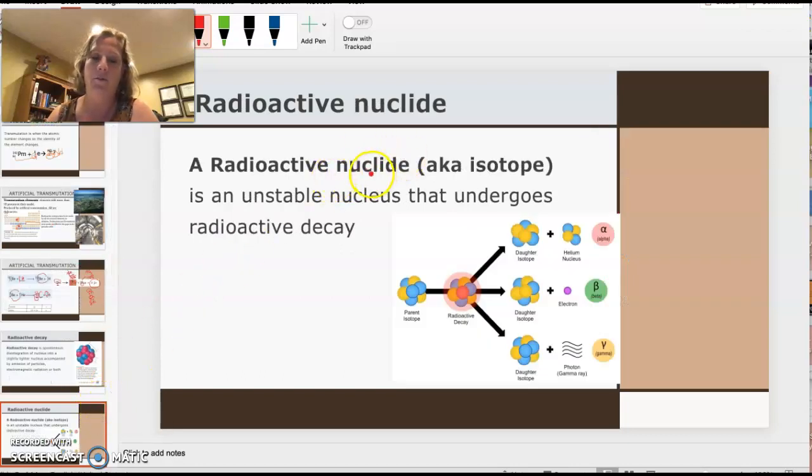So a radioactive nuclide, sometimes they'll use that terminology. Sometimes I call them radioisotopes or radioactive isotopes. I don't mean to do that, but I do, sorry. Anyways, it's just when you do have that unstable nucleus. So when you were playing with that build an atom PhET, and you would get it to shake, that's how you could tell that it was unstable. But for the most part, an unstable nucleus is not going to stay that way, and it's going to undergo some kind of decay to make itself more stable.